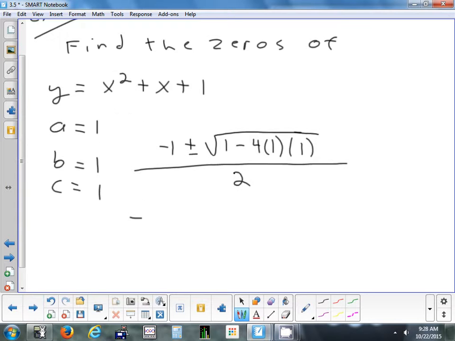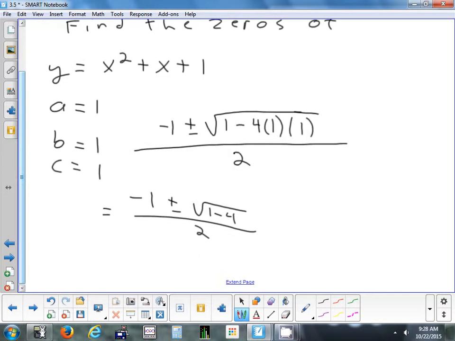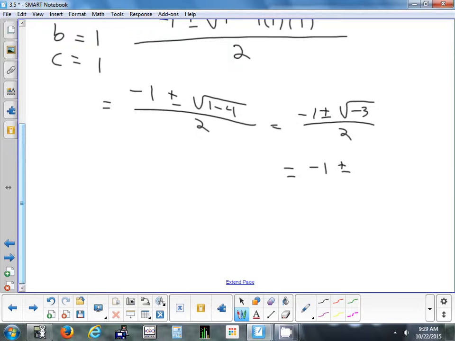All right, so we're going to get negative 1 plus or minus the square root of, what's 4 times 1 times 1? Yep, so we get 1 minus 4. What's 1 minus 4? Okay, we get negative 3. And what tells us at this point that our answers are imaginary? Yeah, the square root of negative 3. How do we write the square root of negative 3? I squared.